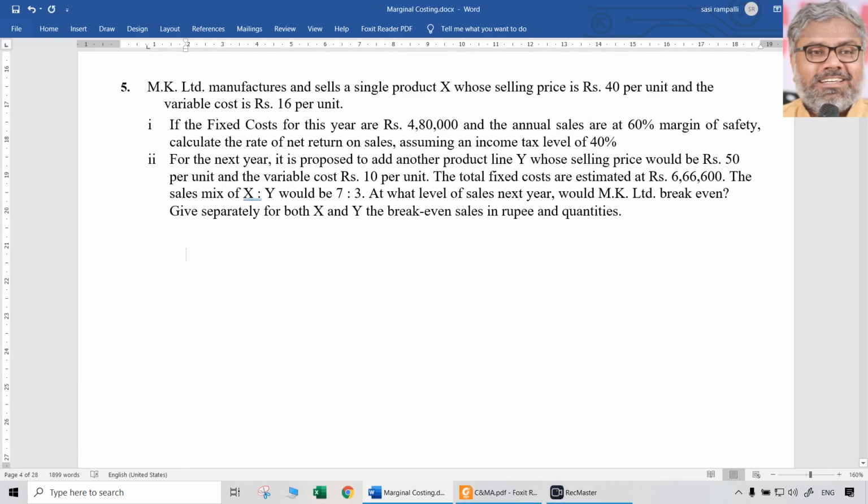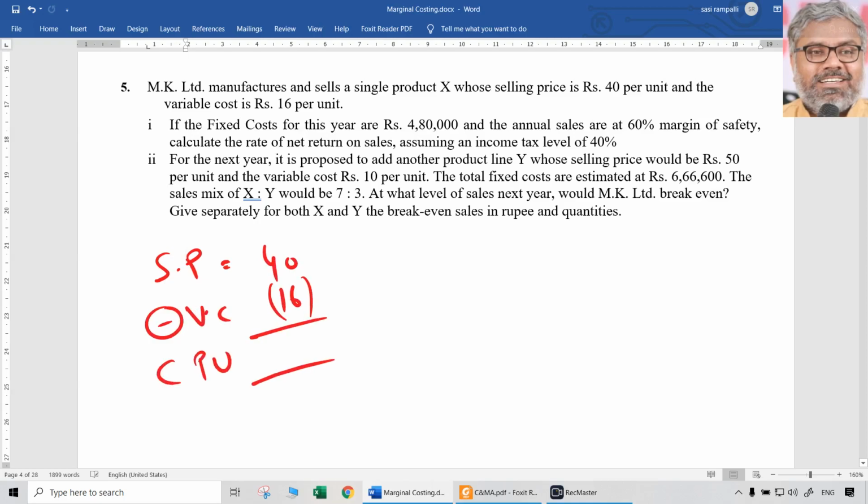MK Limited manufactures and sells a single product X whose selling price is 40 rupees per unit and variable cost is 16 rupees per unit. So first of all, whatever is given, just write that. Selling price is how much? 40 rupees per unit. Variable cost is how much per unit? That is 16 rupees per unit. So contribution per unit how much? 24 rupees. Automatically how much is PV ratio?